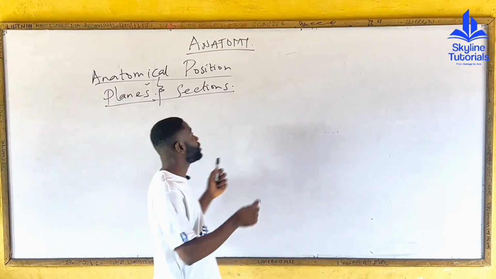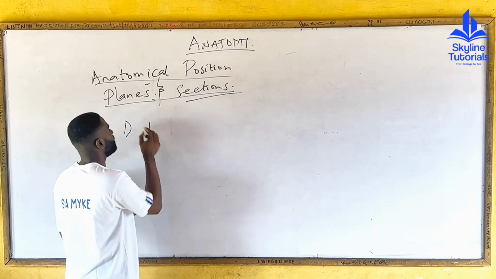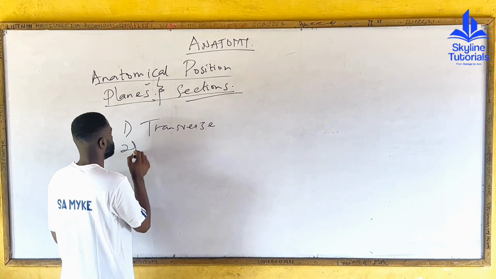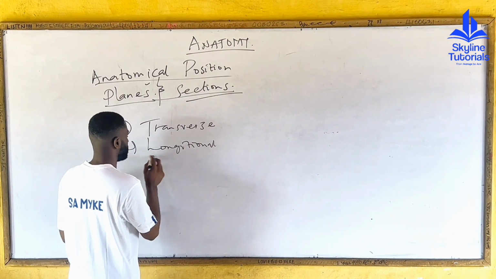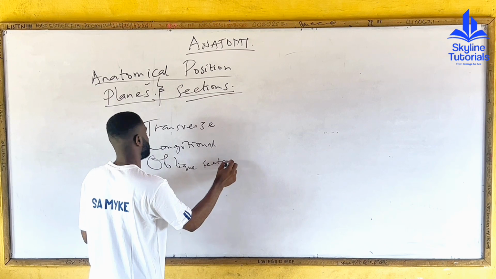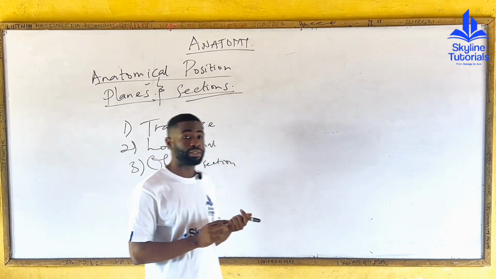Okay, for the sections, we have generally three sections. We have the transverse section, we have the longitudinal section, and we have the oblique section. So there are three sections of the human body: transverse, longitudinal, and oblique section.